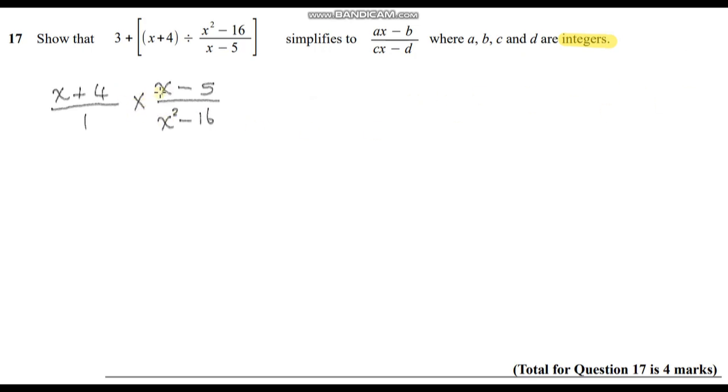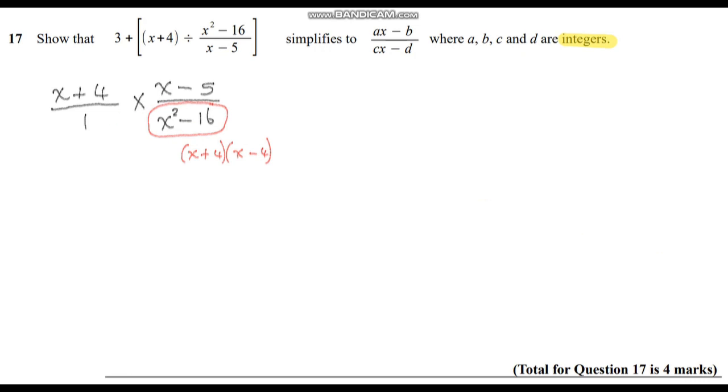Now, whenever we're multiplying fractions that involve quadratics, we can simplify this by factorising. Factorising is a really important tool to use when you're simplifying fractions that involve quadratics. So let's factorise this part. Let's just circle it in red. How does this factorise? Well, this is a difference of squares. This factorises to x plus 4 times x minus 4.